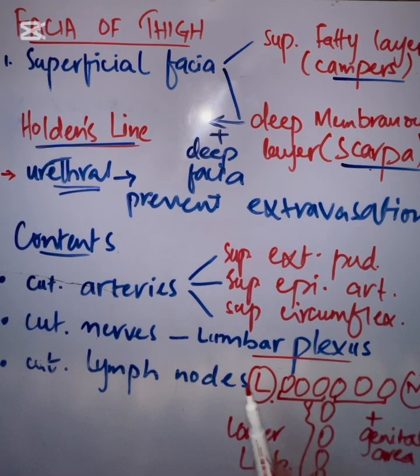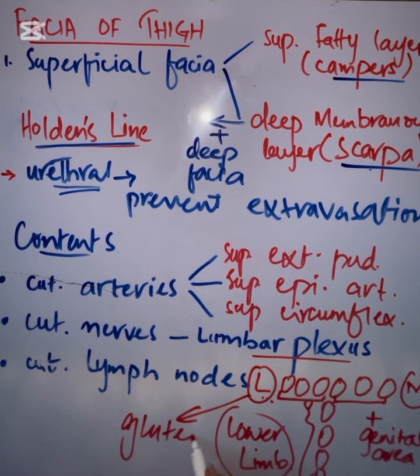So the cutaneous lymph nodes are in the form of a T. The vertical limb of the T is mostly draining the lower limb, and the horizontal limb, the lateral part, is draining the infraumbilical part of the lateral side of the abdominal wall plus the gluteal region, and the medial side drains the infraumbilical part of the medial side of the abdominal wall plus the genital area.